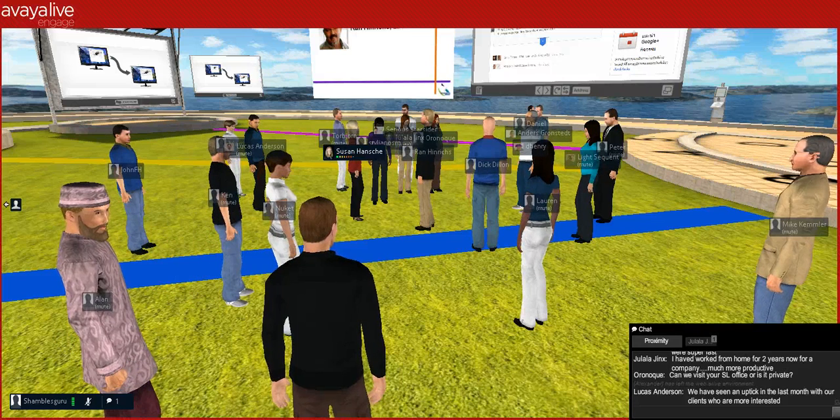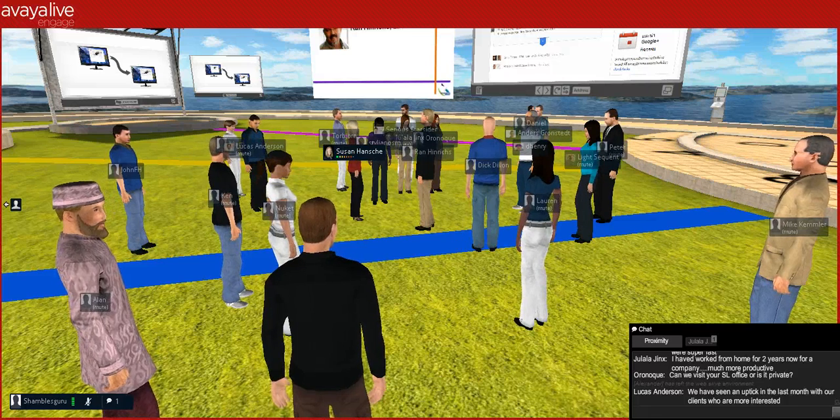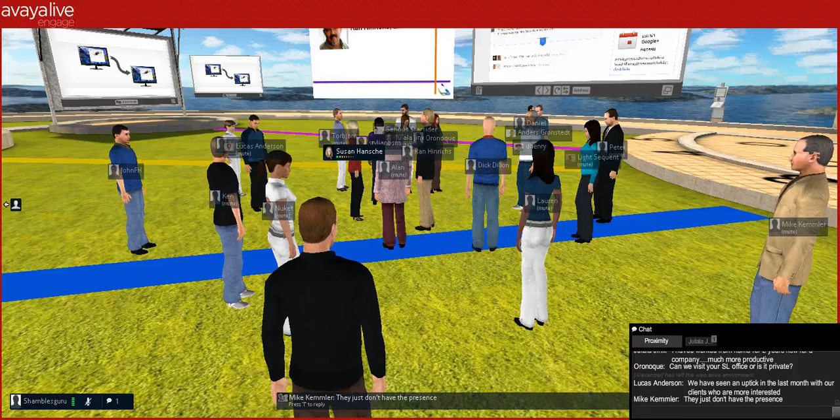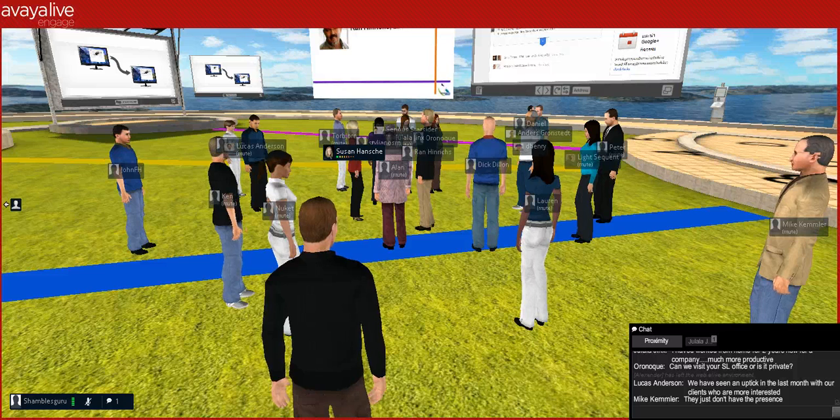So we have to really focus on how we change the methodology, not just the flat 2D computer-based online training that we see, and how to get it into actually using simulation in this world. Does that make sense? It does.